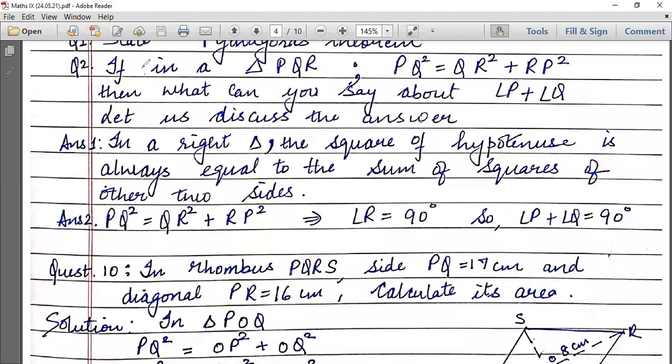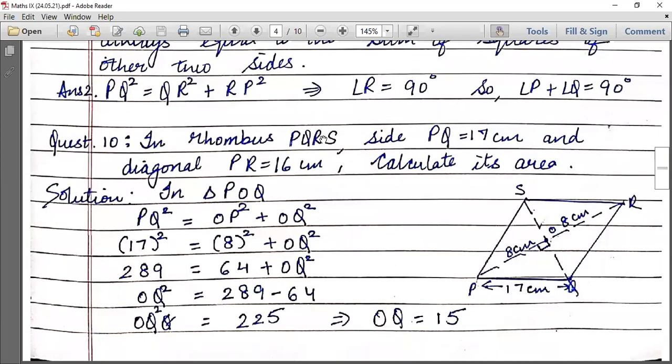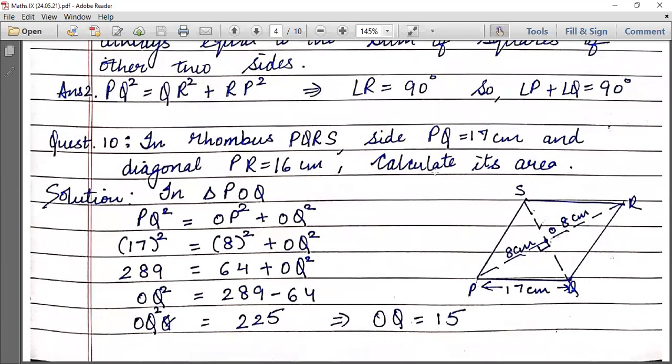Now children, let's discuss question number 10. Now children, in this it's given that rhombus PQRS, side PQ is given 17 centimeter and diagonal PR is 16 centimeter. Calculate its area. Now children, you know that area of the rhombus is half multiplied with the diagonals. Okay, half d1 into d2. So one diagonal we know, we have to find the other diagonal.